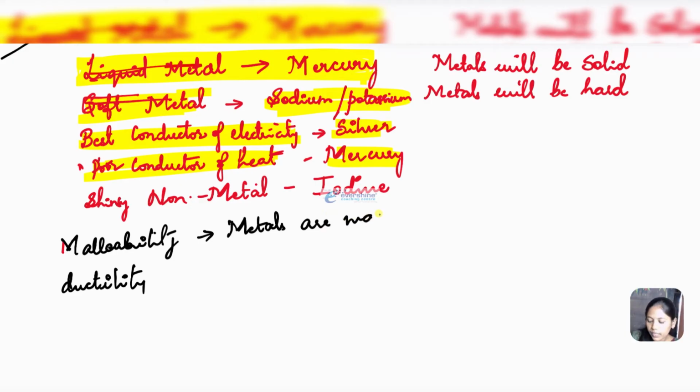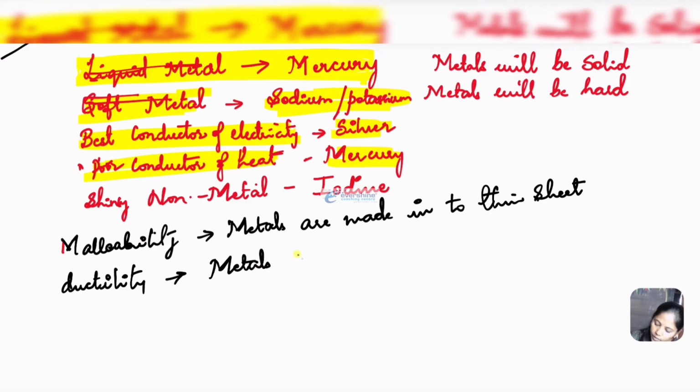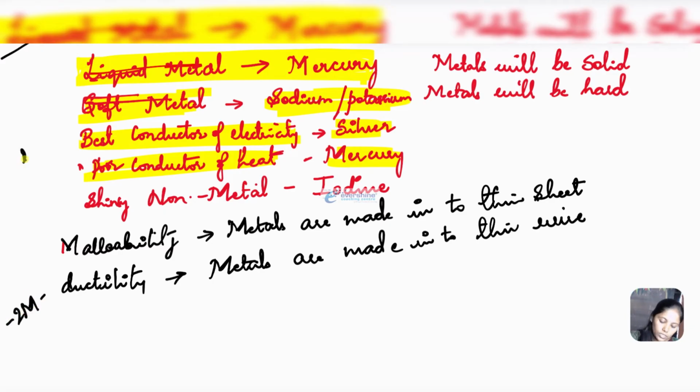Metals that can be made into thin sheets is called malleability. What is ductility? Metals that can be drawn into thin wires is called ductility. So this is for 1 mark or 2 marks in the exam. They can also ask as a choose the correct answer question, in which the liquid metal means mercury.